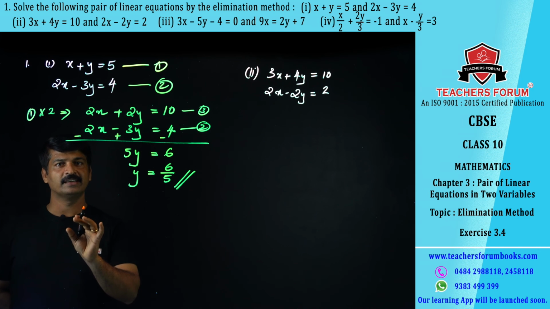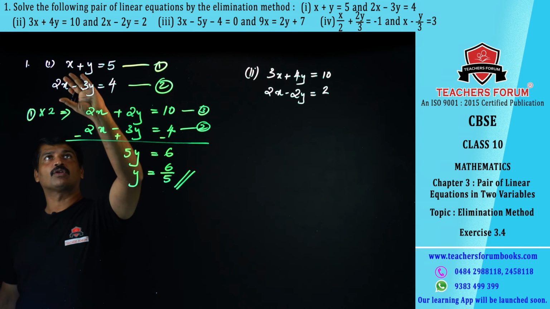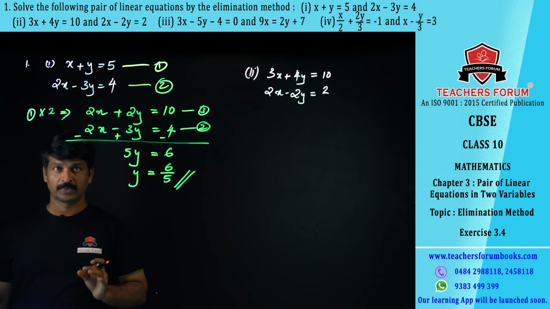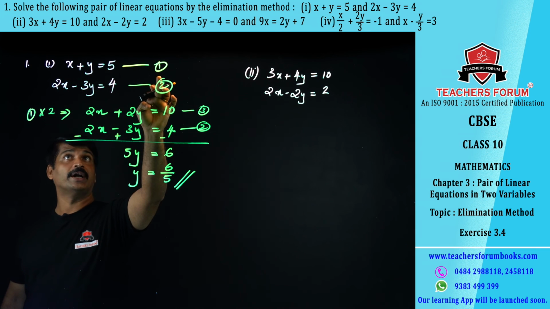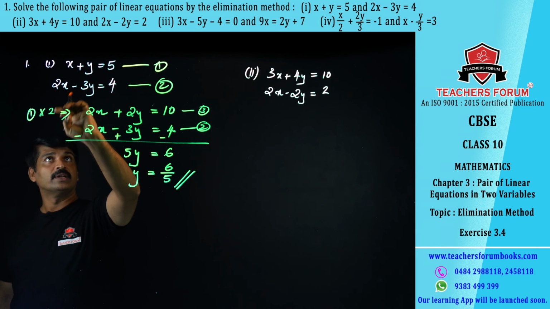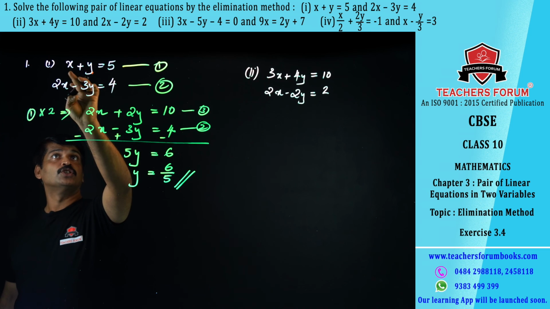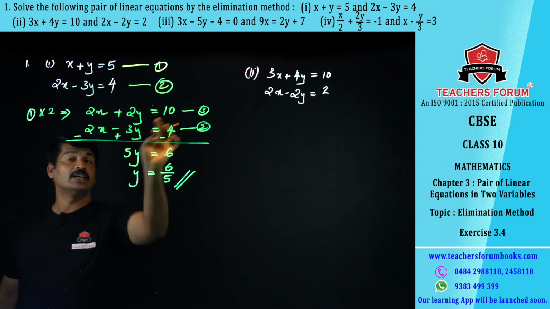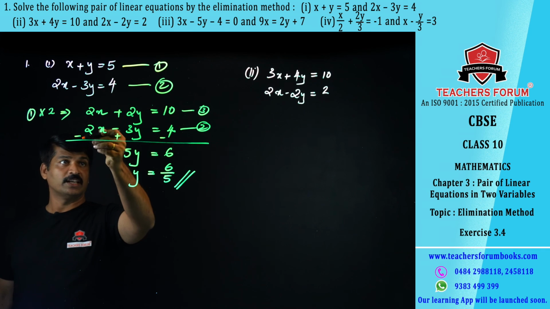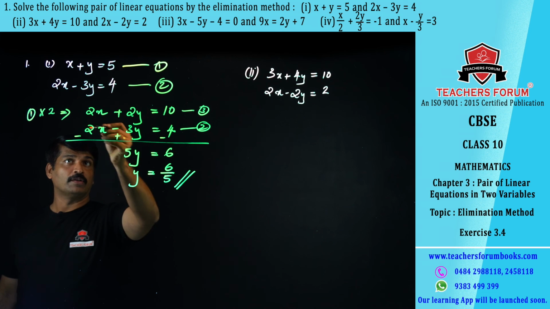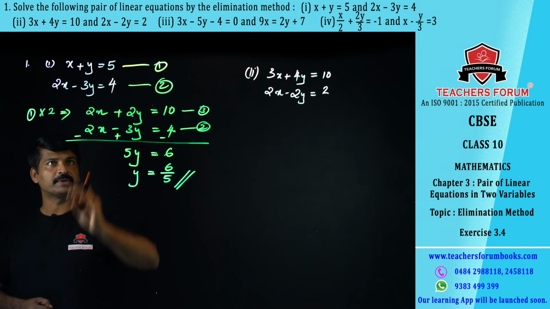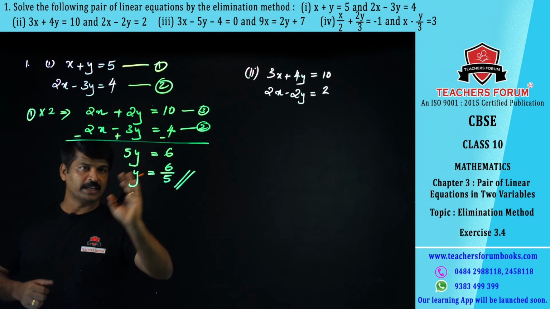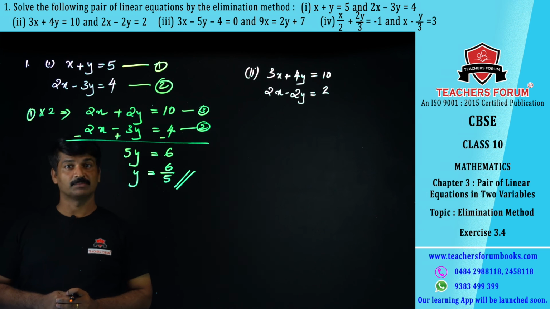So, what have we done here? We made the coefficient of x equal. To make the coefficient of x equal, we multiplied equation number 1 by 2. Then equation number 1 becomes 2x plus 2y is equal to 10. Write the second equation once again. So the coefficient of x in the two equations is equal. Just subtract, and it becomes 0. You will get the value of y as 6 by 5.